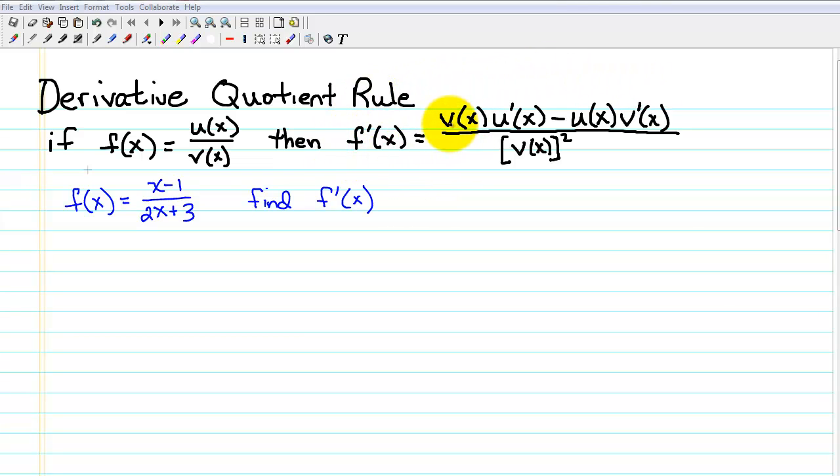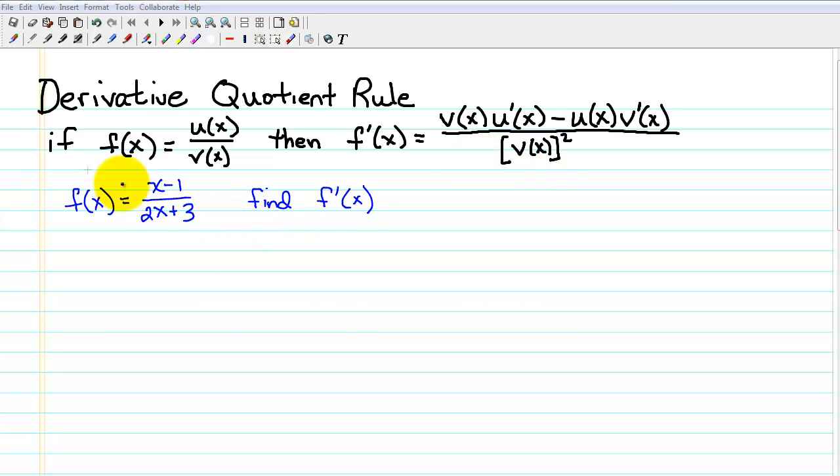So we take the denominator times the numerator prime minus the numerator times the denominator prime, and that's all over the denominator squared. Putting it over the denominator squared is something many of you will tend to forget. So let's not do that. So let's look at an example here.